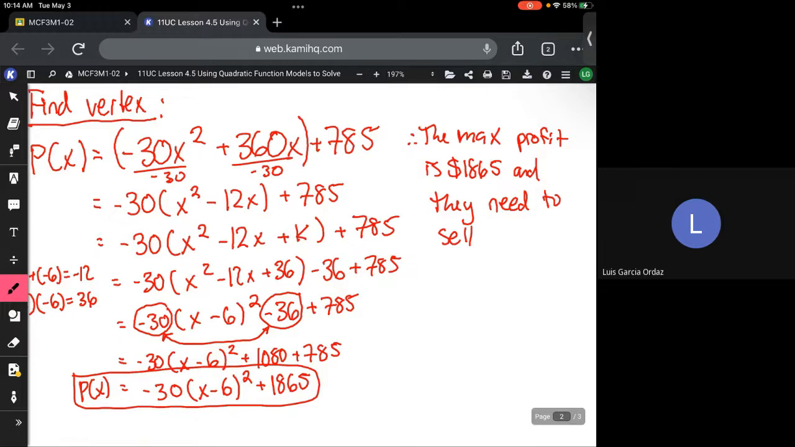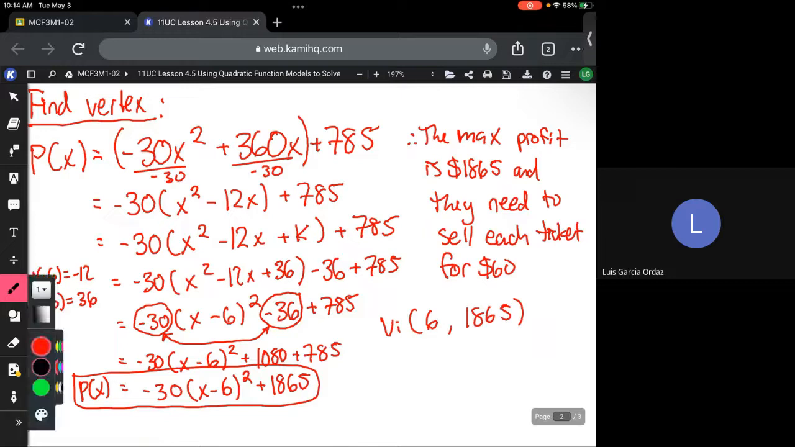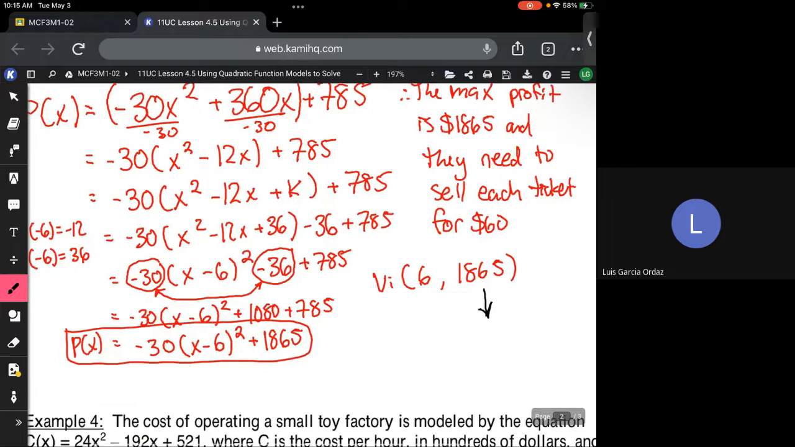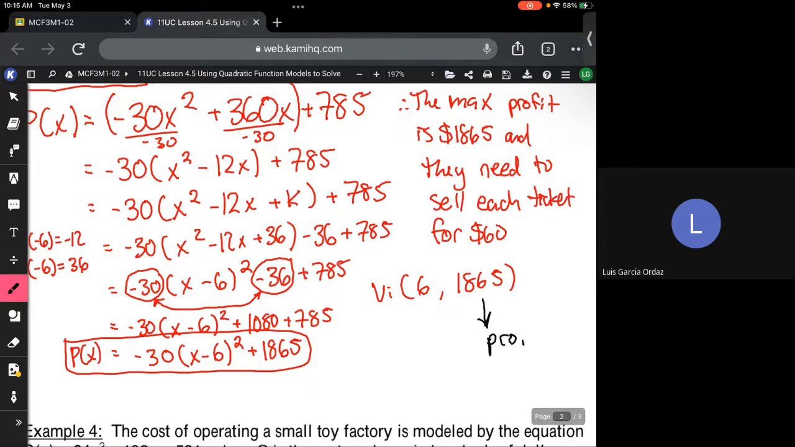So the K value is always the maximum? Yeah, the K value is always the amount of money that you're going to make. Because the vertex is technically 6. Yep. So in this case, the vertex is 6 and 1,865. So the Y part of the vertex, or the K part, represents the profit, and the H part, or the X part of the vertex in this case, represents the amount you have to sell each ticket for, so the ticket price.